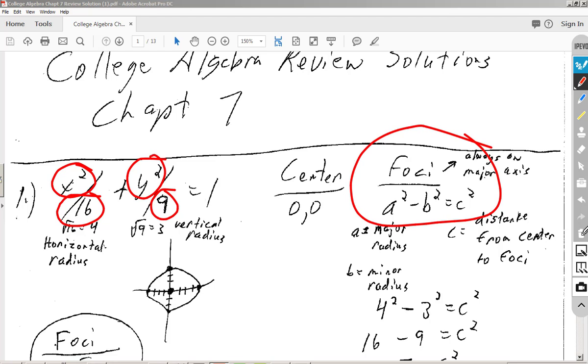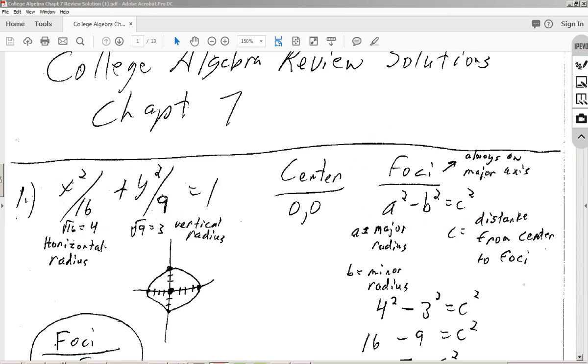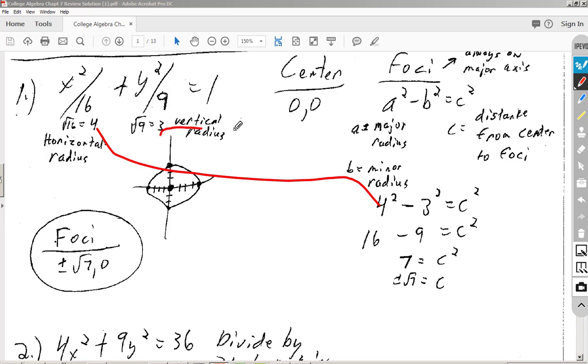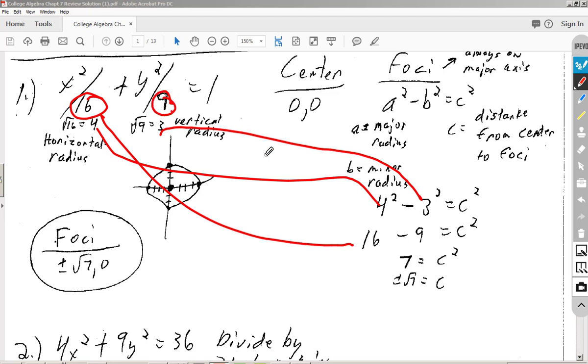So now setting this up, you can just plug that into your formula right here. You can either put in your 4 and your 3, but since they're already being squared, you can actually substitute in the 16 and you can substitute in your 9. So 16 minus 9 is going to be 7. And then you take the square root of both sides, and you get c is going to be plus or minus the square root of 7.